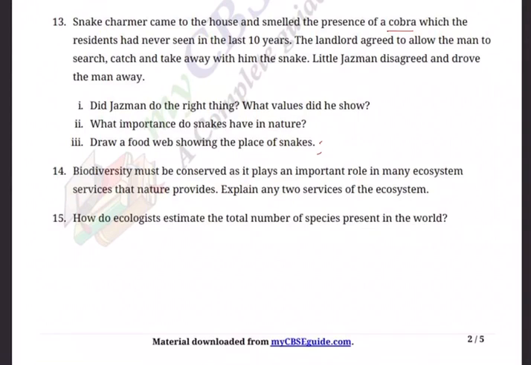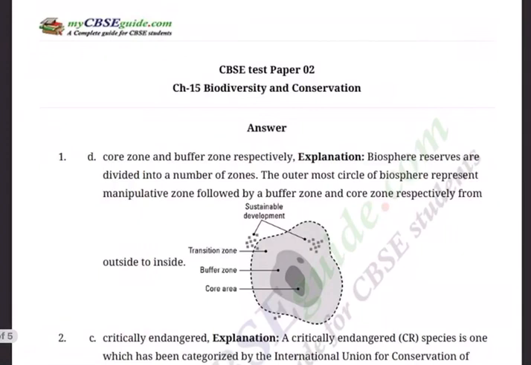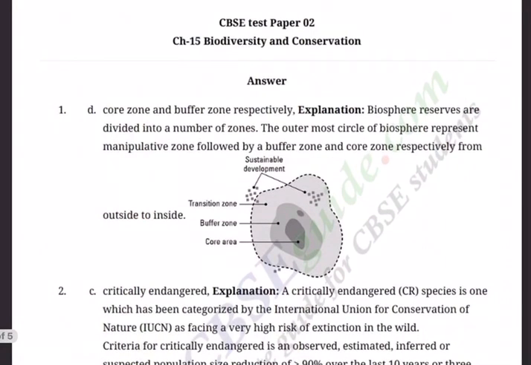Question 14. Biodiversity must be conserved as it plays an important role in many ecosystem services that nature provides. Explain any 2 services of the ecosystem. Many are there, he wants only 2. Question 15. How do ecologists estimate the total number of species present in the world? So now that we have completed the question paper, take an answer sheet, start writing the answers, and support your answers with a labeled diagram. Now once you finish that, come back to this, compare your answers with the answers that I am giving. So here we go with the answers.